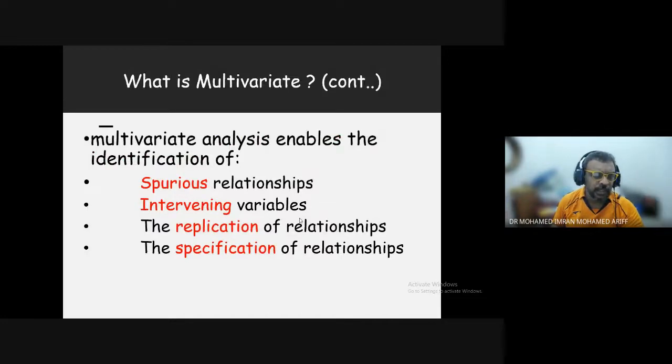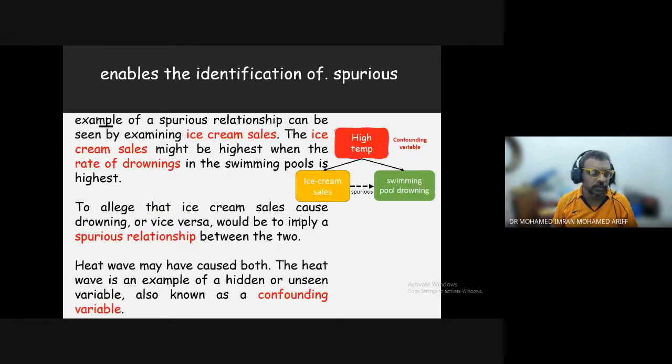So spurious, intervening, replication, and specification: you will use these terms when you write your conclusion section. From result to conclusion, this is where you can determine what you will find. This is how you are going to conclude and say that yes, we believe we have strong proof to say that this study can be applied to other campuses and other schools.